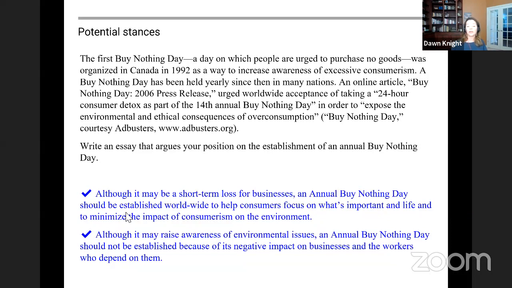So again, I want you to take a minute here to pause if necessary and take a look at your thesis and just do a little self-assessment. Is there a way you can revise it to make it a little more complex? So again, you would pause here and we'll go ahead and move on.